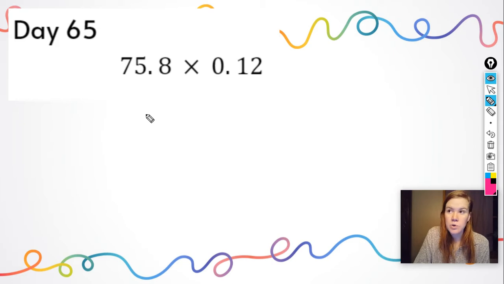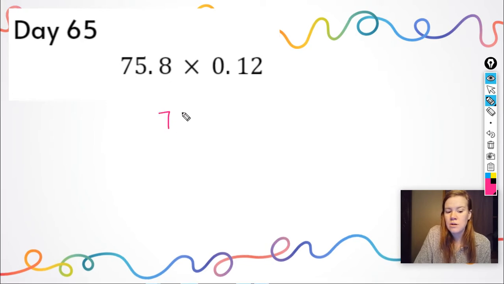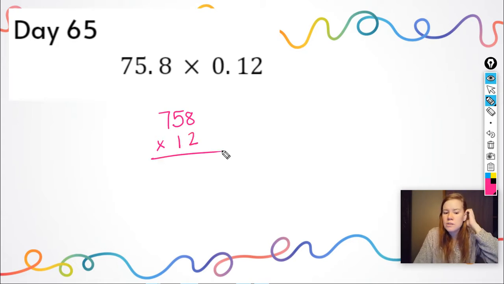I have someone in third period who uses this strategy, and I think it's really good, so I'm going to show it to you. He treats these numbers just like regular old numbers. So he kind of just removes the decimal, which works because with decimal multiplication, you don't really care about the placement of the decimals. You only care about the decimals at the very end.